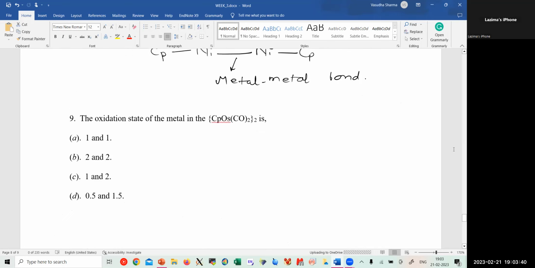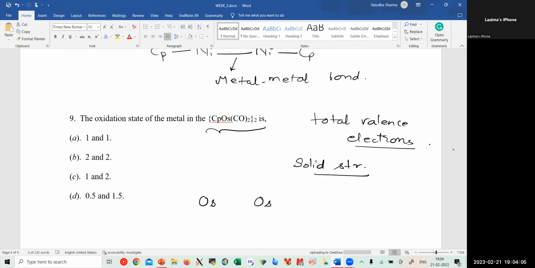Now we have the ninth question, which states: find the oxidation state of the metal in Cp osmium carbonyl. So firstly, in this case, either you know the total valence electrons of your complex, or you know the solid state structure of it. So we actually know that osmium and osmium have a single bond, with Cp and Cp, and two COs.